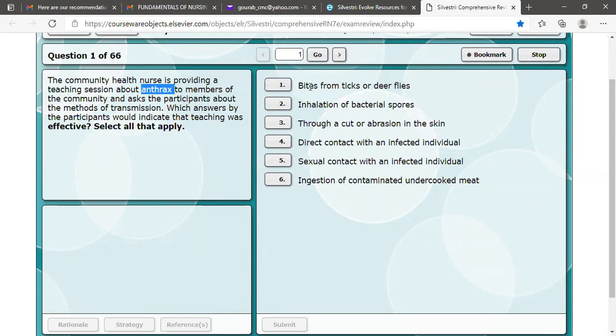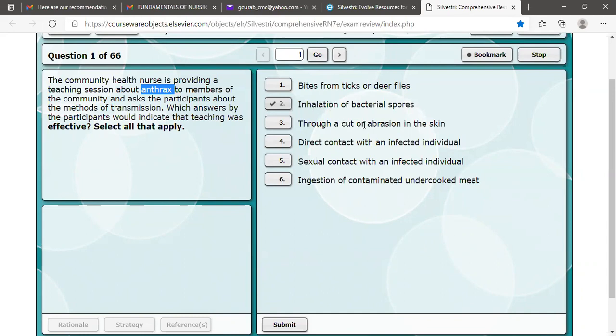First one: bite from ticks or deer fleas. Number one is not related to anthrax, because this is more common in Lyme disease. Then: inhale the bacterial spore. This is one of the choices, because anthrax can be inhaled through the lungs. It is inhalation through the lungs.